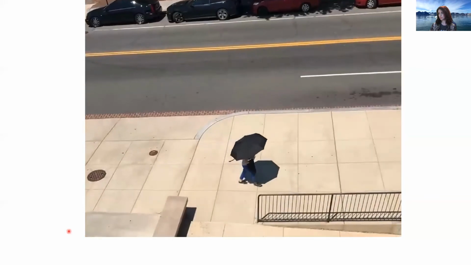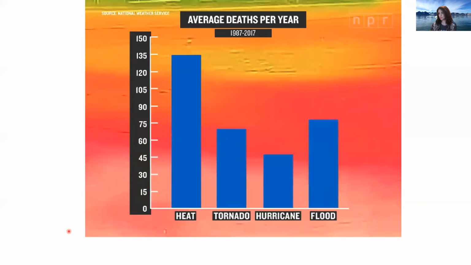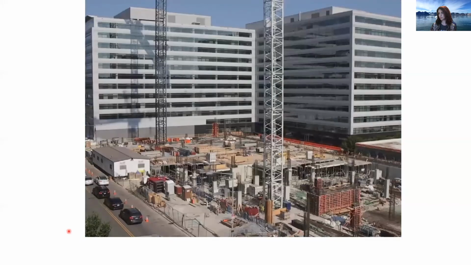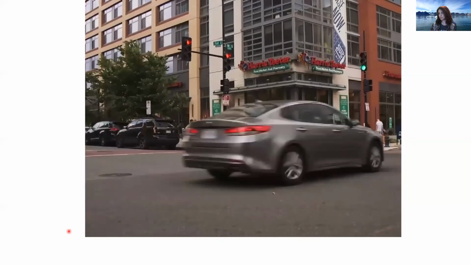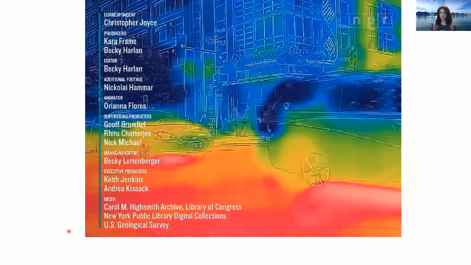But this isn't just about comfort. Today, heat waves kill more people than any other extreme weather event, more than tornadoes, hurricanes, and even floods. City populations keep growing, and those cities are only getting hotter. This is Let's Talk, NPR's News Explained.